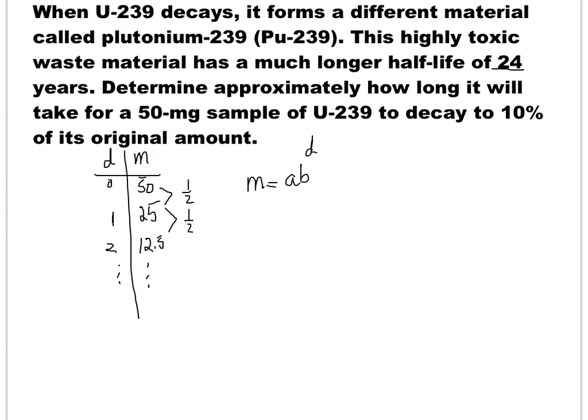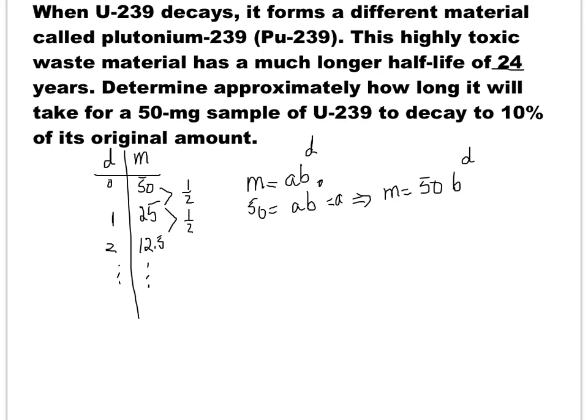Now, when D is equal to 0, we know that M is 50. So M is 50 when D is 0. B exponent 0 is going to give us 1, so we get A. So this means that your equation becomes M is equal to 50 B exponent D.